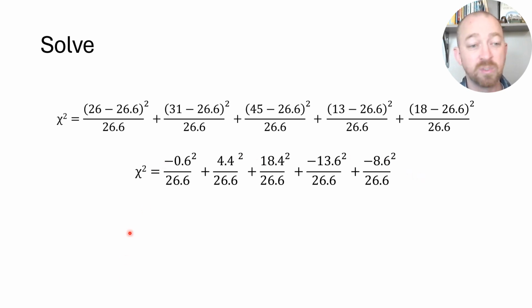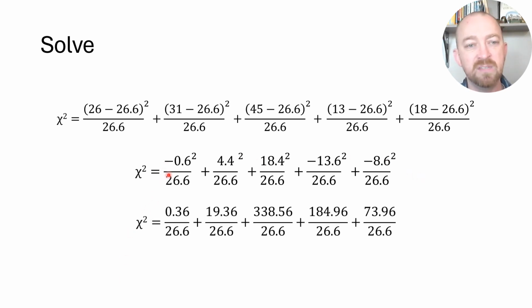But now, once we've checked our math, we need to go back and square all of these values. So if we square each value, negative 0.6 squared is 0.36. Again, it's positive. You always get a positive value when you square a negative value. Same thing over here. Anyway, 4.4 squared is 19.36. 18.4 squared is 338, and so on. So I've squared all of those values.